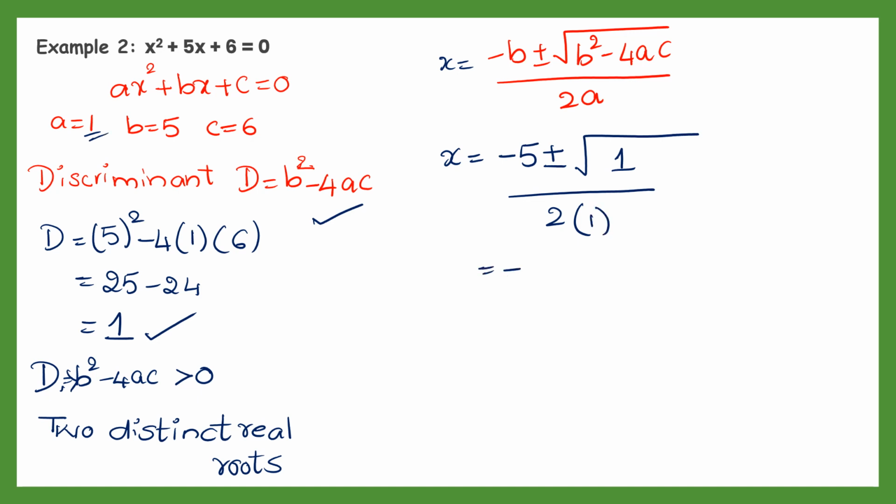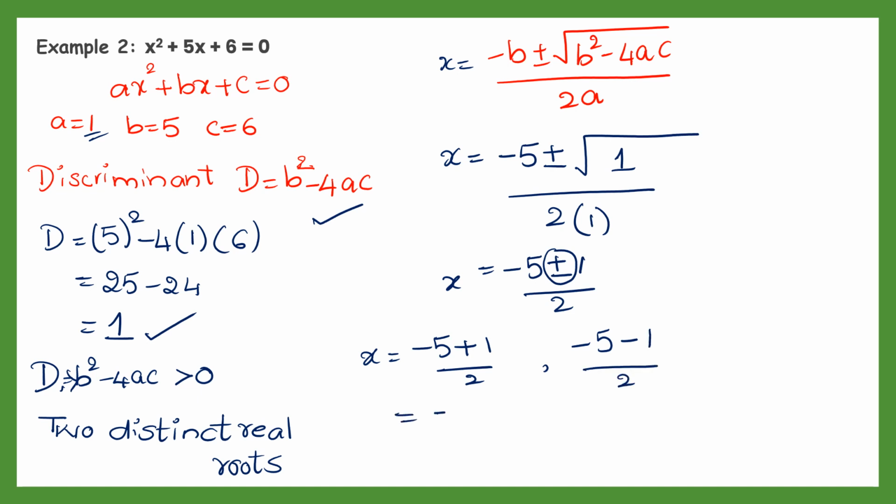So the roots we got is minus 5 plus or minus root 1, which is nothing but 1, by 2. So one root is x equals minus 5 plus 1 by 2, and the other root is minus 5 minus 1 by 2. You have plus or minus here, so one is plus, another is minus. Minus 5 plus 1 is minus 4 by 2, and minus 5 minus 1 is minus 6 by 2. 2 ones are 2, 2 threes are 6. So one root is minus 2, and the other root is minus 3.